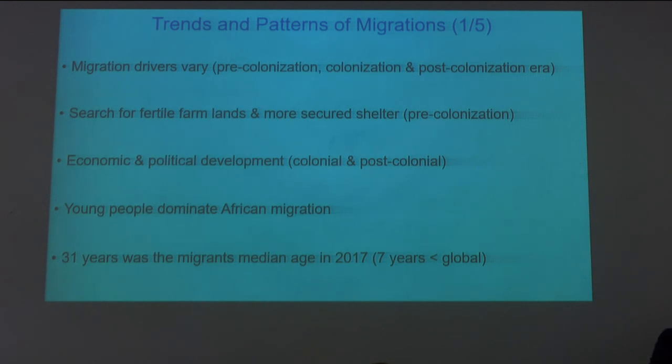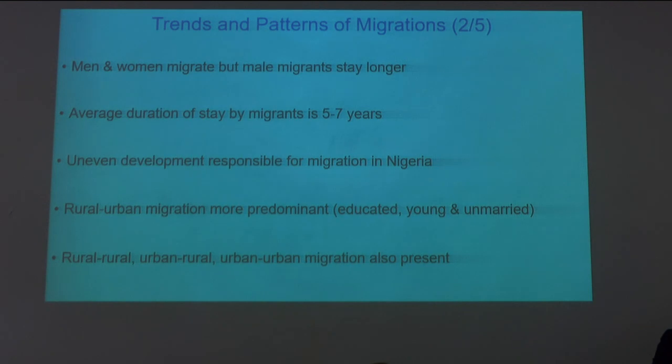Now young people dominate African migration. And the median age as at 2007 of African migrants was 31 years. Men and women do migrate, but men stay longer, and the duration of stay is usually between 5 to 7 years. We also have that uneven development is responsible for migration in Nigeria.